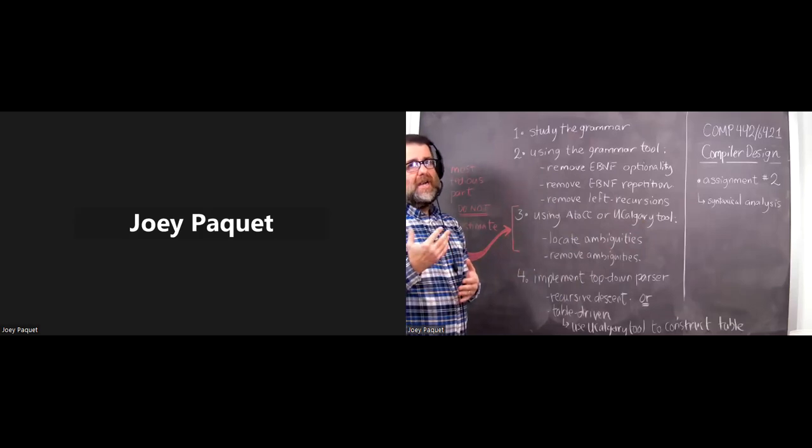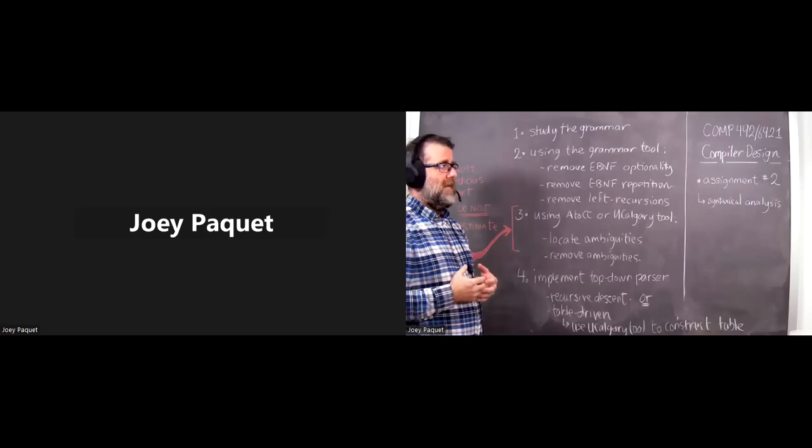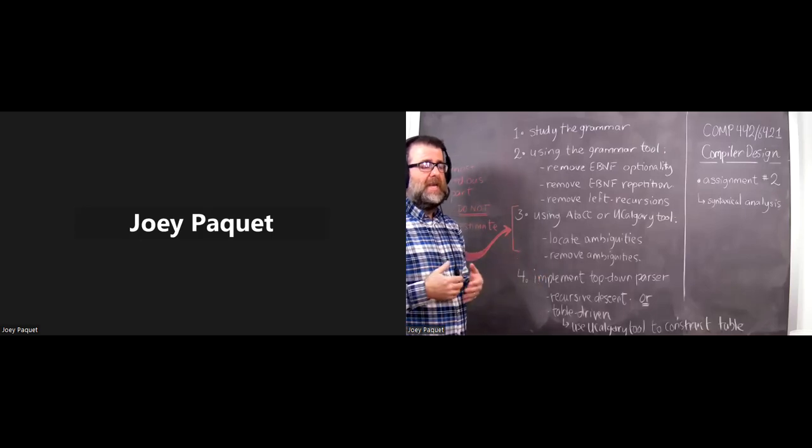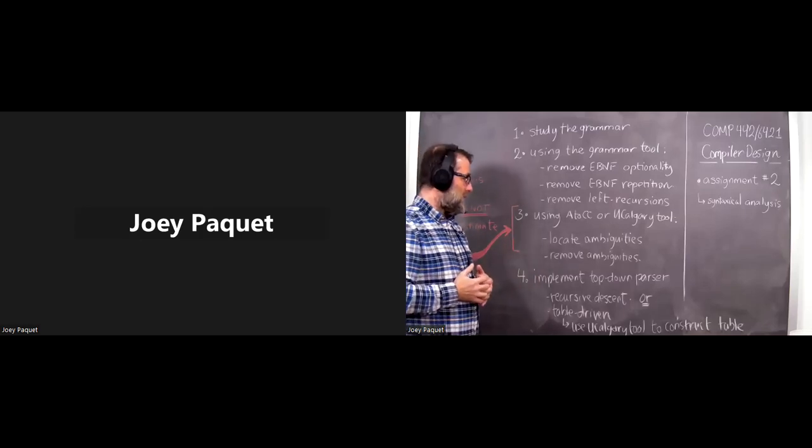The University of Calgary provides you with some ways to, well, first, it does enable you to locate the ambiguities. That's not a problem. But removing or transforming the grammar to remove the ambiguities is the main problem here.